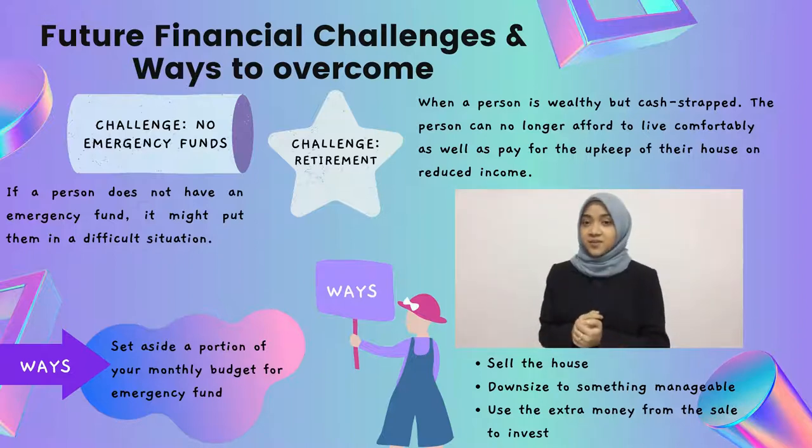Next is retirement. When a person is asset rich and cash poor, the person can no longer afford to live comfortably as well as pay for the upkeep of their house on reduced income. So what they can do is sell the house, downsize to something manageable, and invest extra proceeds from the sale.